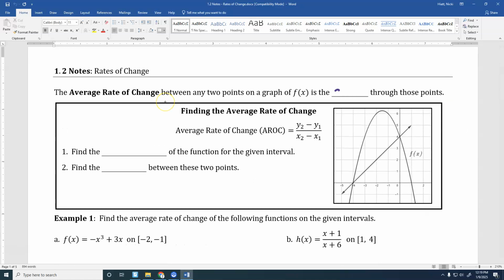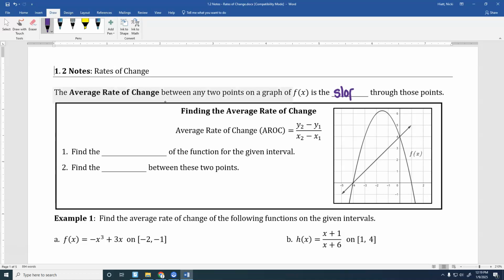So this should be the slope right here through those 2 points. This formula should be familiar to you. Probably when you learned it in Math 1, you called it the slope formula. In Precalc they call it the average rate of change a lot more often than slope. So when you see average rate of change, think slope formula. That's what you're going to be looking for.